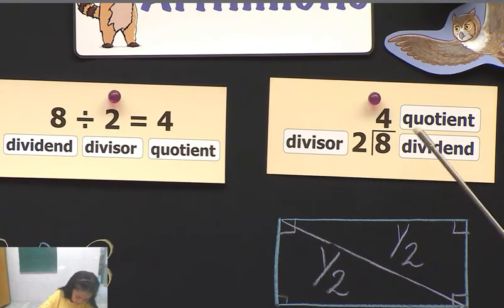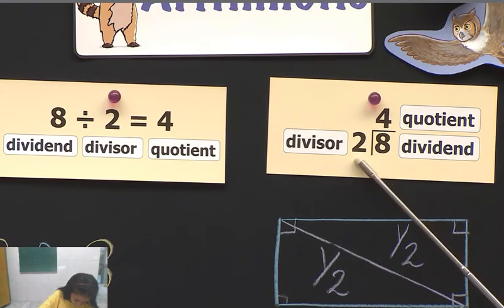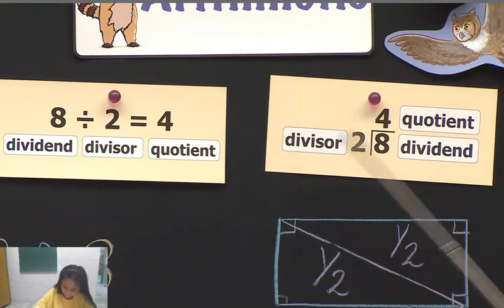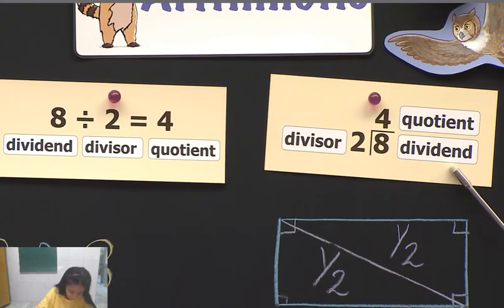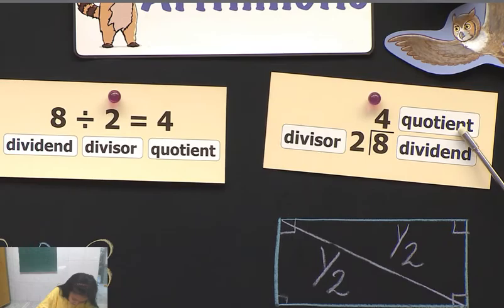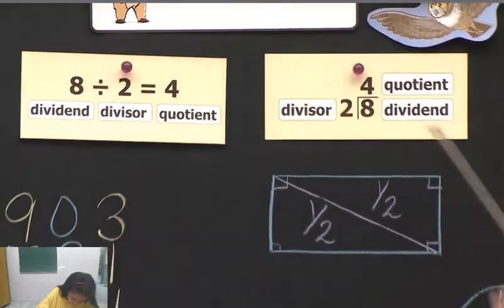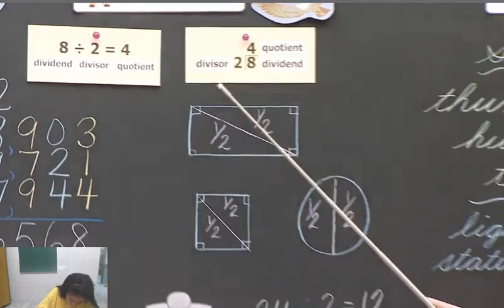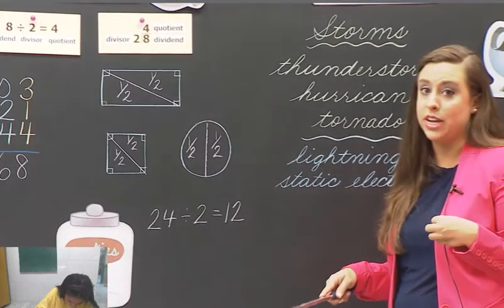So we would read this problem, 8 divided by 2 equals 4. So we still have dividend, divisor, and quotient. Say it when I point to it. Ready? Begin. Dividend, divisor, quotient. So you see 8 underneath. Divisor is the number of groups, and the quotient, 4, is on top.